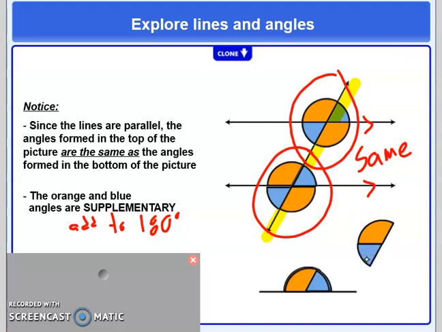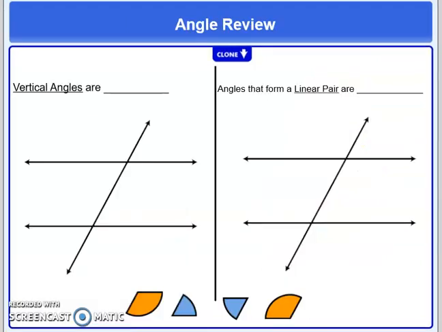Notice how they still create that line. Okay, so the orange and blue are going to be supplementary. Awesome, awesome, awesome. Let's keep it rolling. So I'm going to ask that you just briefly copy down the diagram, and we are going to fill in some of the values here.